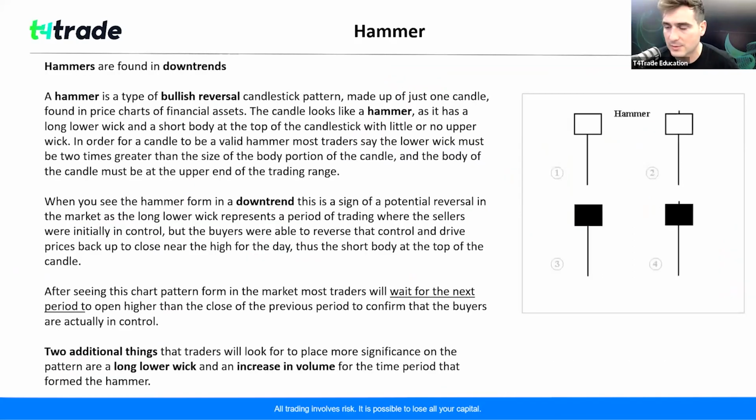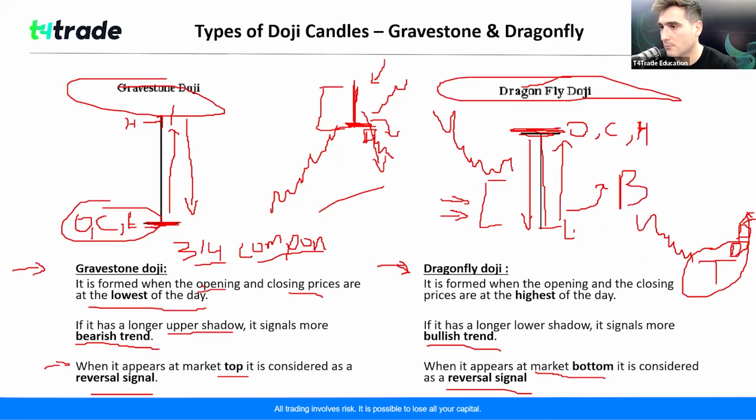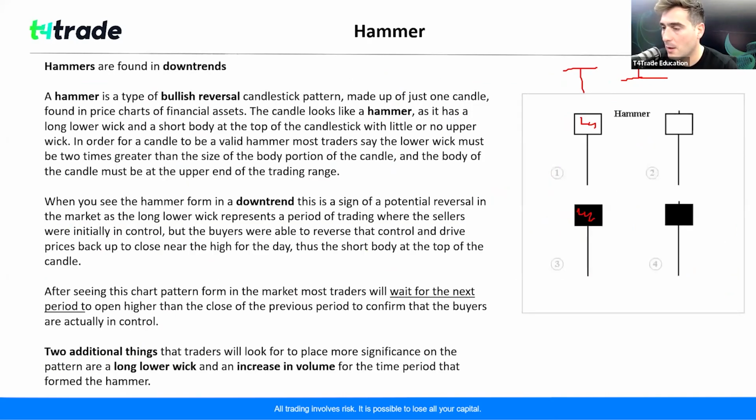Moving on to the next slide to wrap it up quite quickly. Hammers are found in downtrends. In a sense, this is a doji, but it has a little bit of a body here, so it's not either a dragonfly doji or a gravestone doji in this kind of case. So a hammer is a type of bullish reversal candlestick, much like dojis, made up of just one candle found in price charts of financial assets.